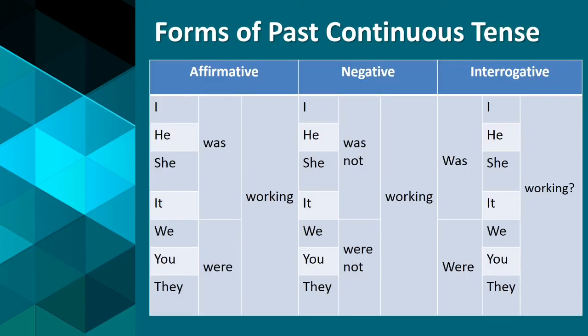Again, in the three forms, affirmative, negative, and interrogative: he was working. The negative, she was not working. And interrogative, was she working? Remember to have the question mark in the interrogative construction.